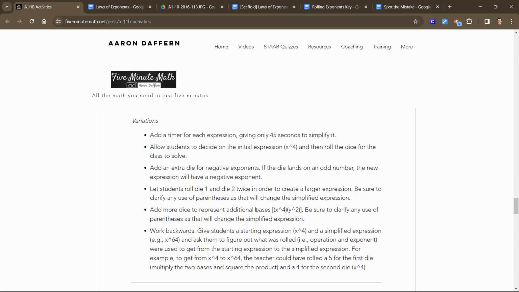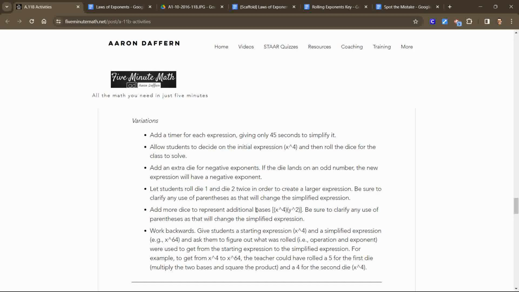You can add a timer. So make it really quick, because these are going to be simple expressions here. So maybe only give them 45 seconds to simplify it. Allow the students to decide on the initial expressions, right? So get a little group activity, a group consensus, and then roll the die for the class to solve.